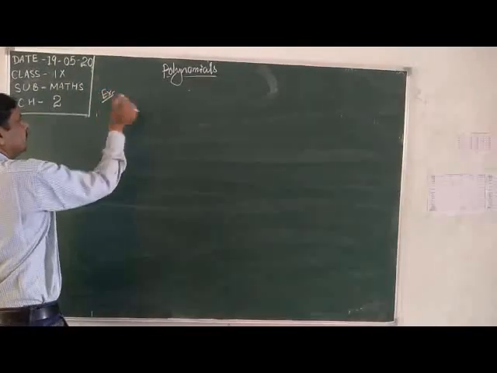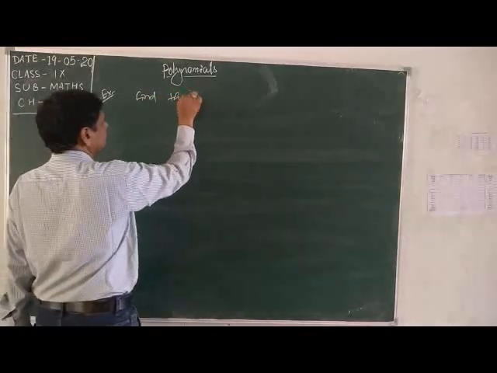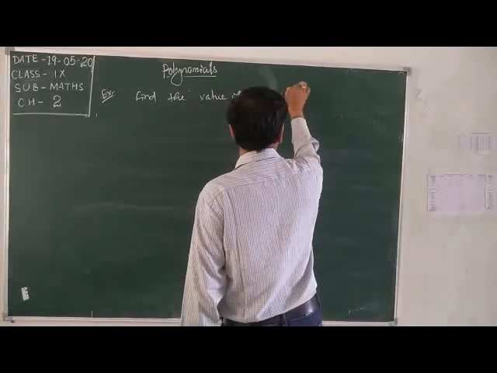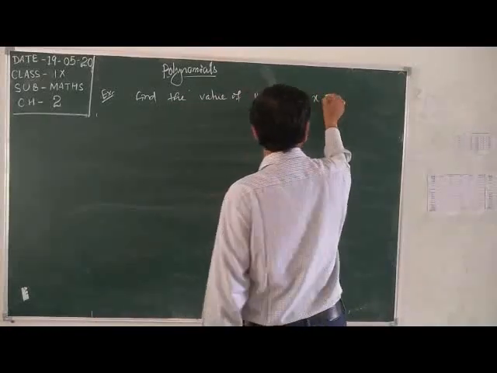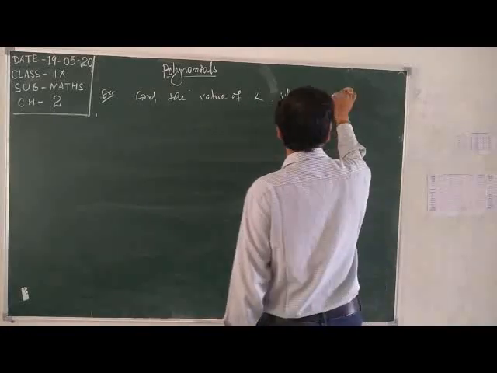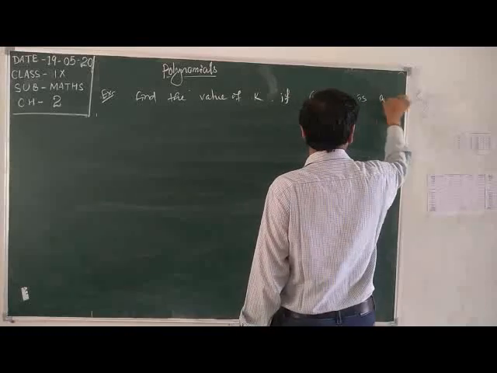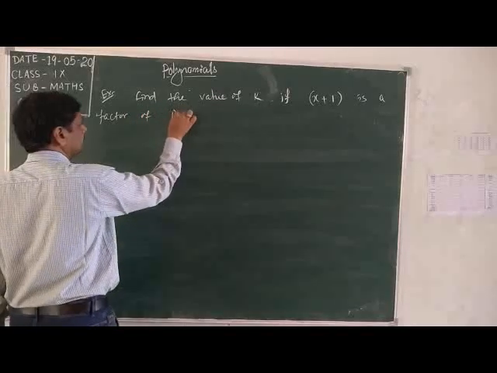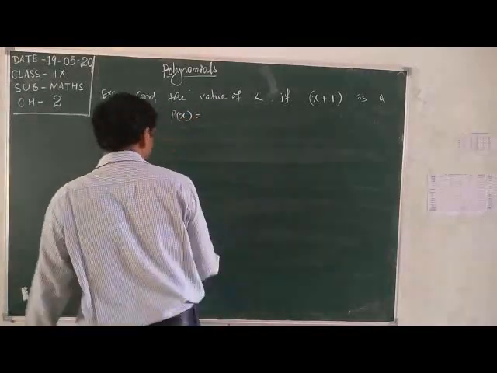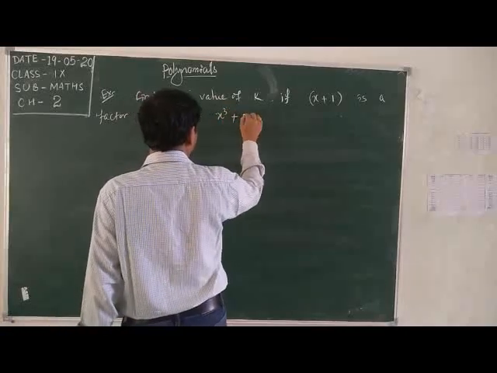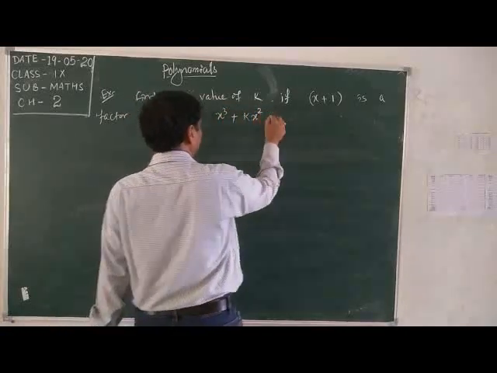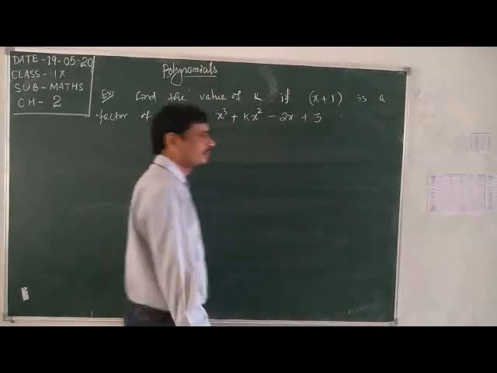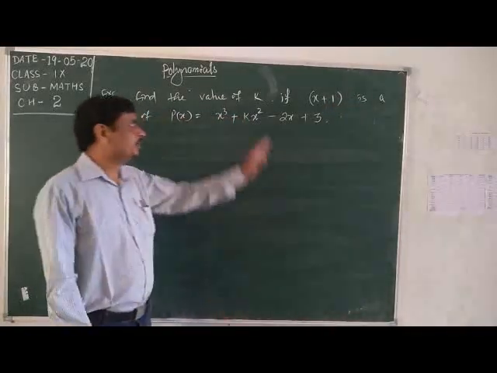Here is another example. Find the value of k if x plus 1 is a factor of the polynomial x cube plus kx square minus 2x plus 3. We have to find the value of k here.